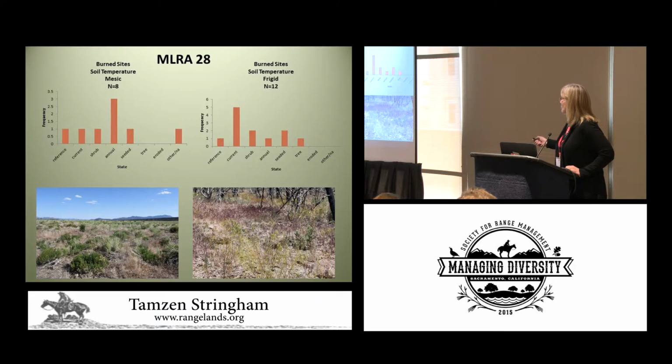Burn sites with a frigid soil temperature. So N of 12, 1 that's in reference, 5 that are in current potential, 2 that are in shrub, 1 that's in annual state, 2 that are seeded, 1 that's gone back to a tree state. It's a mixed bag.